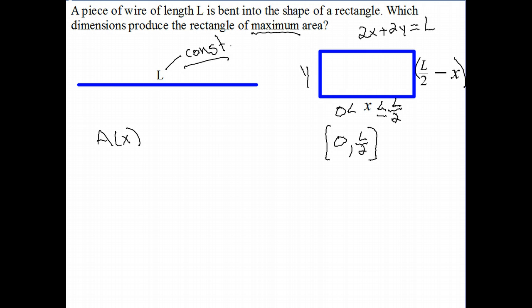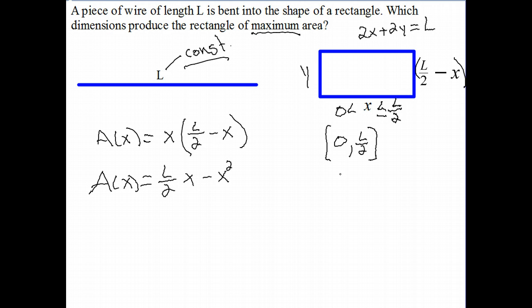Now we still have to write our function that we're going to optimize here. We're dealing with a rectangle, and the area of a rectangle is just the length times the width. So our function is x times the quantity L over 2 minus x. We're going to distribute and say that we have L over 2 x minus x squared. And that is A of x. And so we want to optimize this over the interval 0 to L over 2.